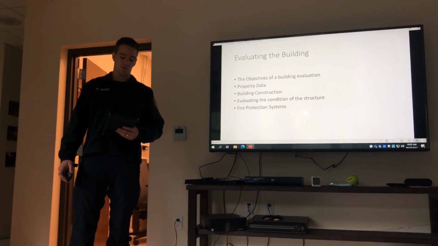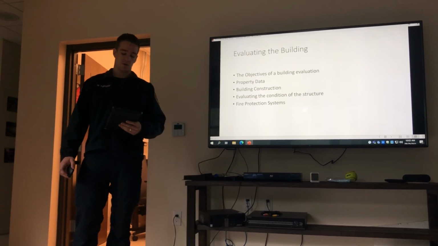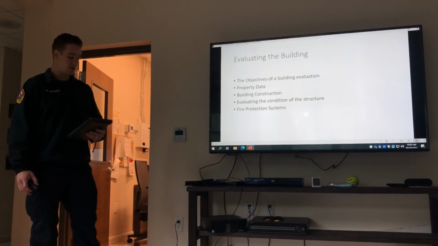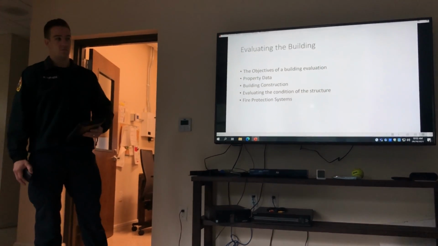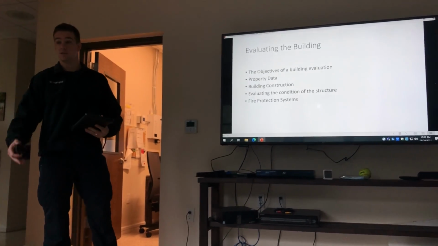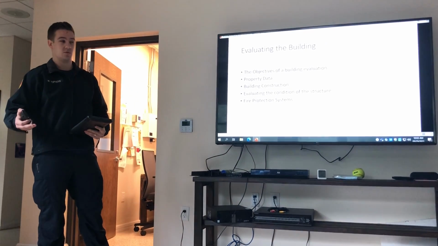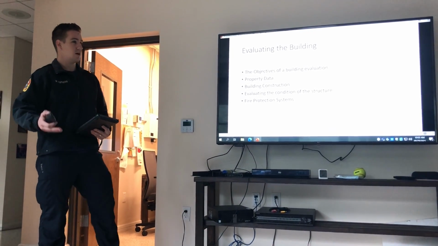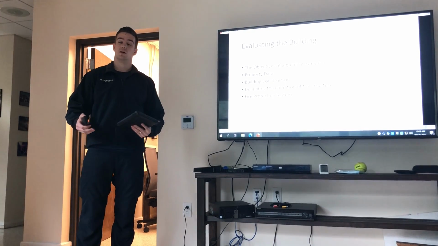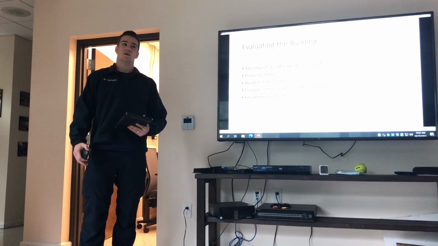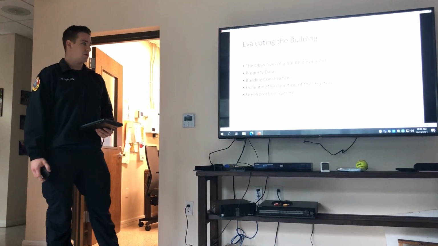Is the building secure? Evaluating the security of the building determines if there are signs of recent entry. So with how many fires are set intentionally, you want to look for people that might have been there, with trash, litter, furnishings in an empty building, evidence of cooking fires, anything that would show that people have been inside.